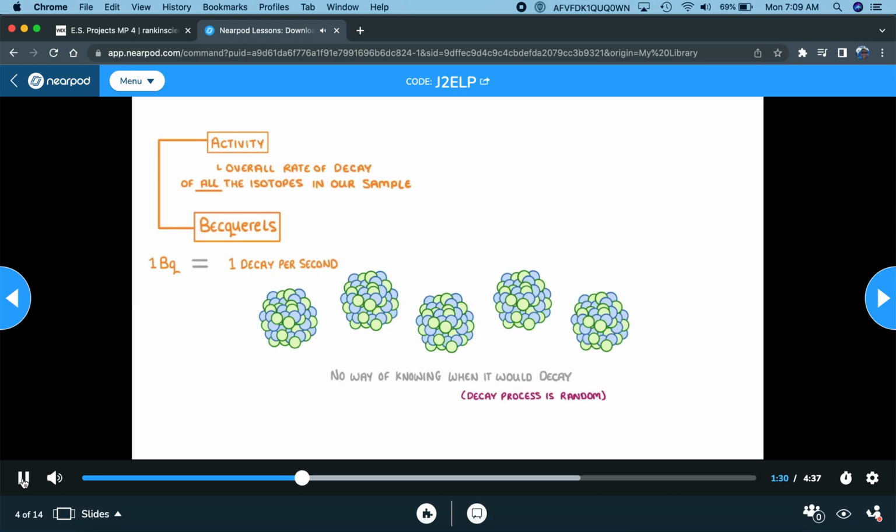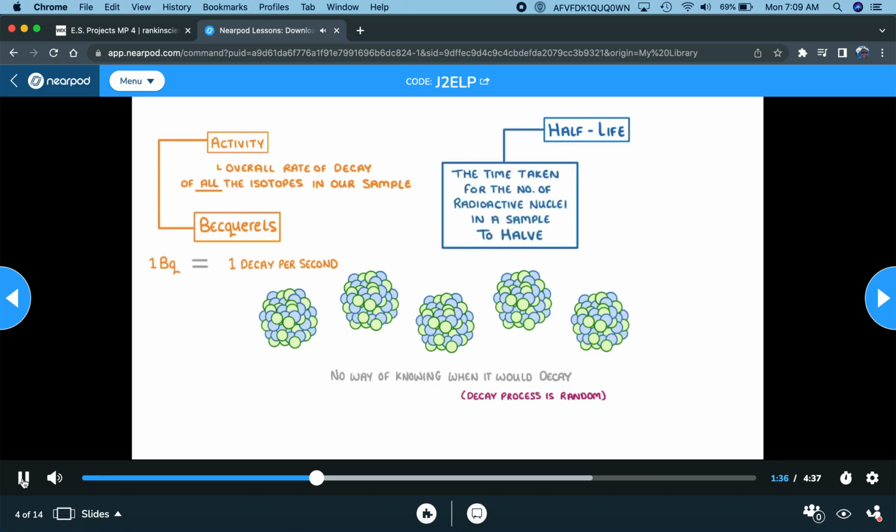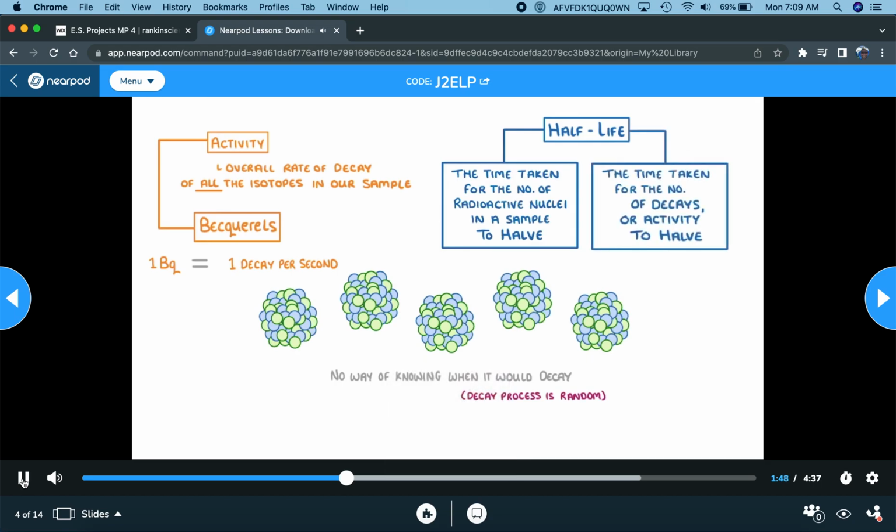The other important term to know is half-life, which has 2 definitions, and can be defined either as the time taken for the number of radioactive nuclei in a sample to half, for example, to drop from 1,000,000 unstable nuclei to only 500,000, or the time taken for the number of decays, so the activity, to half. For example, to drop from 600 decays per second to 300 decays per second.